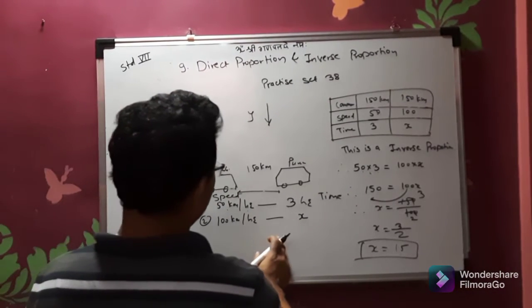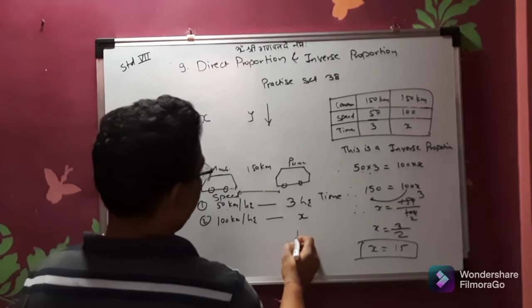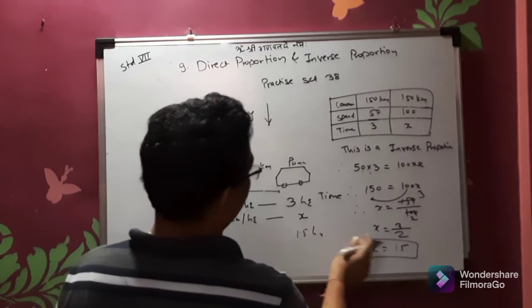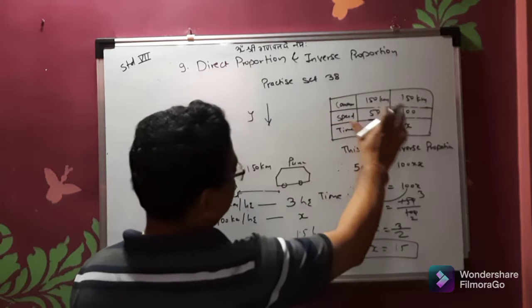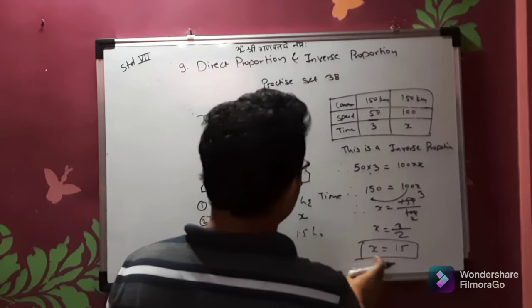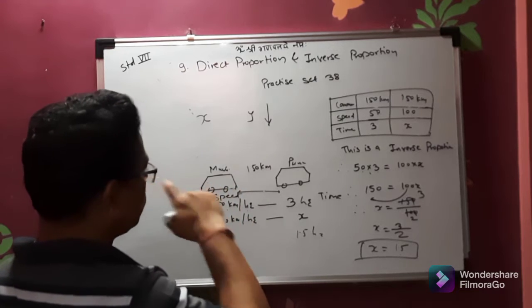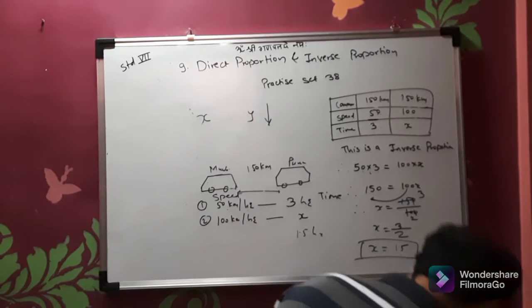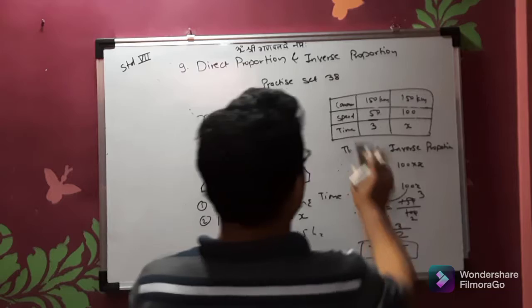So logically we know the answer is 1.5 hour. By solving this problem we can get the same answer, that is x is equal to 1.5. So we have to solve all the inverse proportion problems like this only. Now we will move to the actual practice set 38.